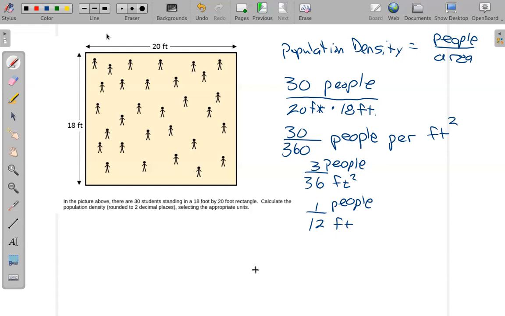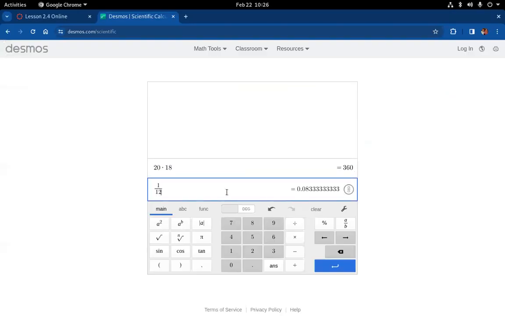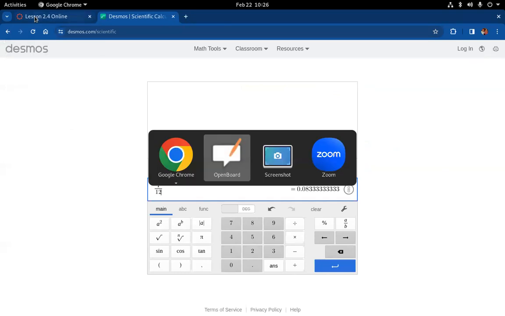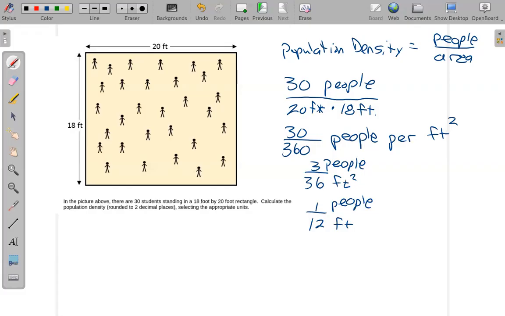And thinking about it as a unit, we could check out 1/12 on a calculator and get a decimal version. We'll double check that I got that right, 0.08333. So let's round that to 2 decimal places, should be good enough. So that is approximately 0.08 of a person per square foot, which is kind of weird.